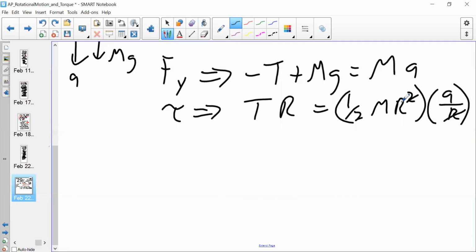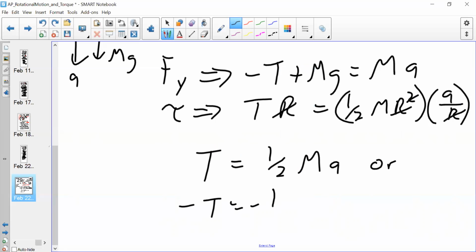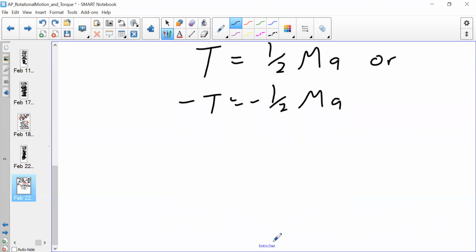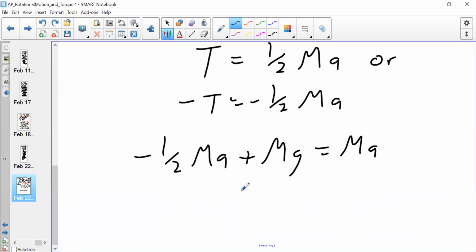So this R cancels out here, and then this R goes away both sides. And so this is going to be T equals 1/2 mass times acceleration. But since in our force equation we have negative T, this is going to be negative 1/2 ma. Right? Negative T equals that. So then we substitute it back in, 1/2 ma. Get 1/2 ma plus mg equals ma. Ma is on both sides.